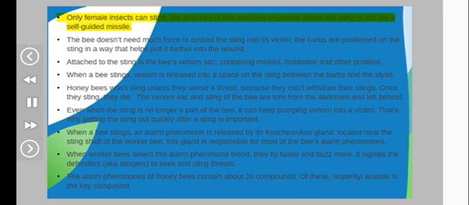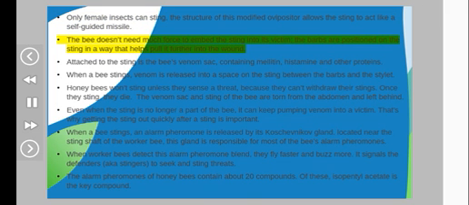Only female insects can sting. The structure of this modified ovipositor allows the sting to act like a self-guided missile. The bee doesn't need much force to embed the sting into its victim. The barbs are positioned on the sting in a way that helps pull it further into the wound.